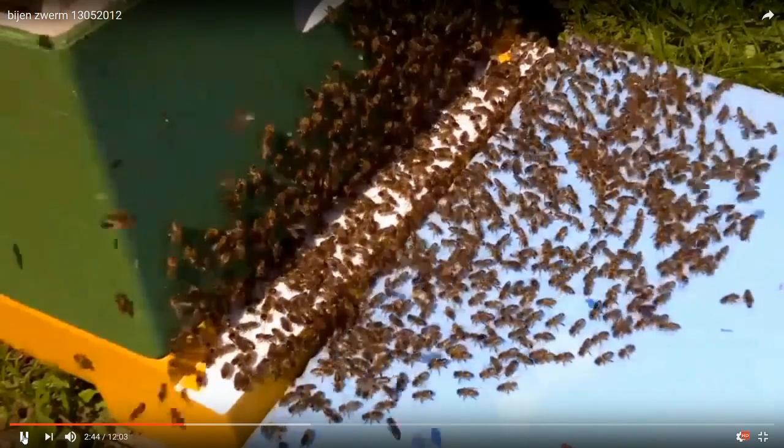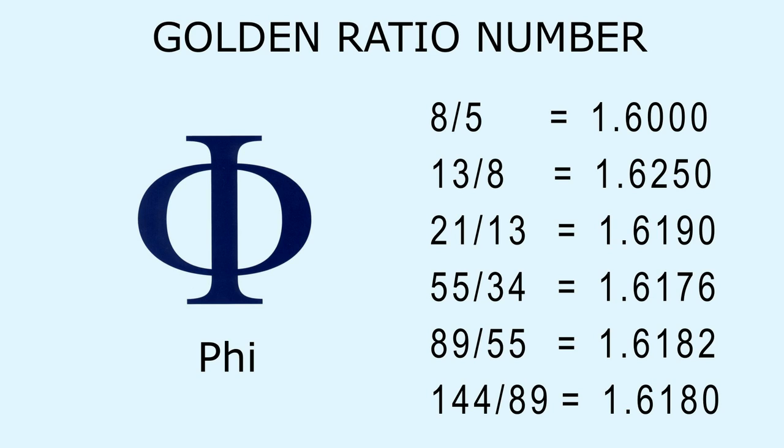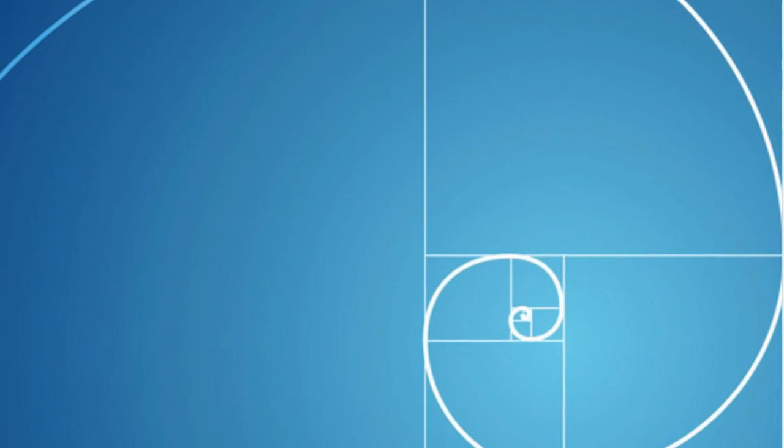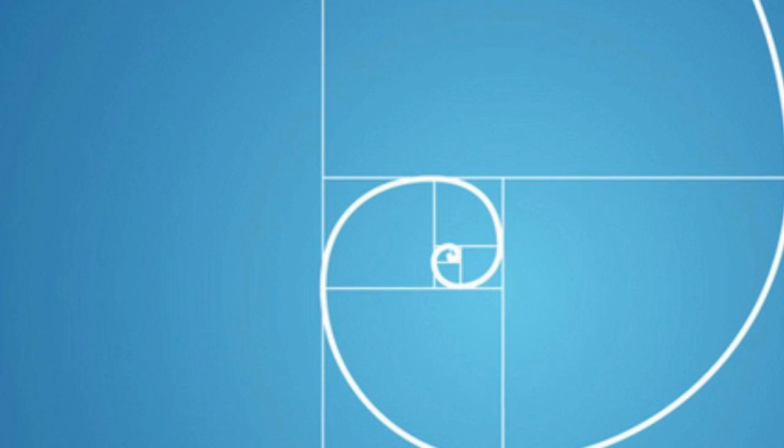Something special is also found in the Fibonacci sequence because the quotient of 2 succeeding numbers gives the value of the golden ratio, written with the Greek symbol phi. Have a look. 89 divided by 55 equals 1.6182. 144 divided by 89 equals 1.6180. The smaller numbers of the Fibonacci sequence give a value less close to 1.6180. The bigger the number, the more exact the number phi can be calculated.